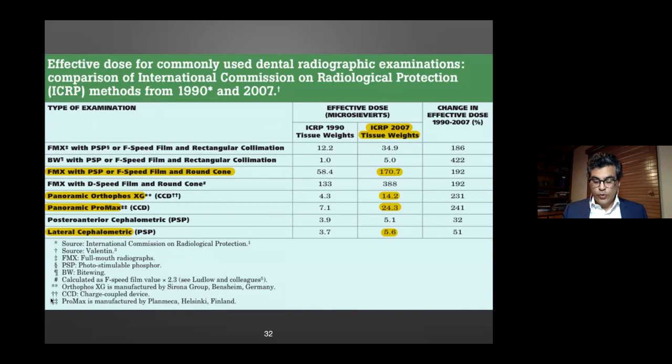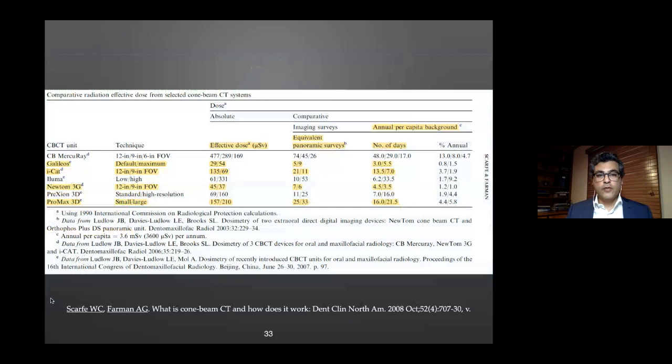Now some of the same kind of data about effective dose for the cone beam CT scanners. Like I said, there are so many of them available these days, but these ones are more commonly used. This study is from 2008, so it's about 12 years old. So these are the early scanners.